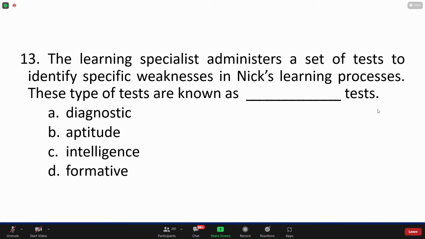The learning specialist administers a set of tests to identify specific weaknesses in Nick's learning processes. These type of tests are known as blank tests. The answer is letter A, diagnostic. Okay, because the focus is to identify weakness, it is a diagnostic test. Very good. I hope you got it right, class. To diagnose. So, diagnostic test.